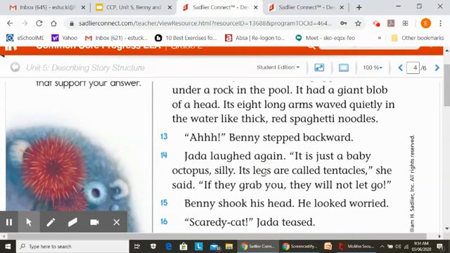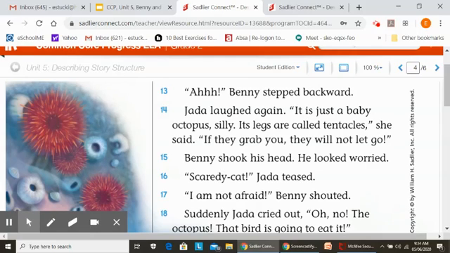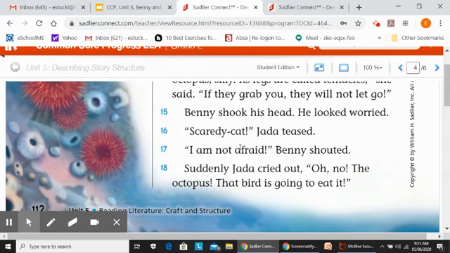Okay. Then here it starts to change. They see the little baby octopus and he squirms again and she laughs and she says, "No, he's just a little baby." And then she also teases him. If they grab you, they will not let go, which is true, but it's not in the bad way that we think. They just suck onto whatever they grab onto, they hold on. And she teases him as being a scared cat.